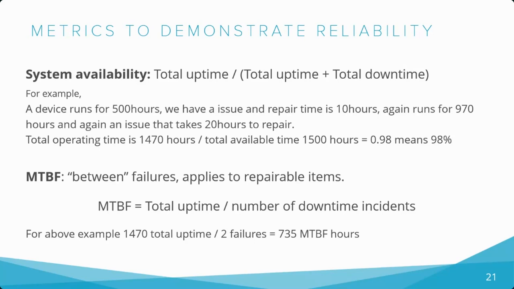For example, a device runs for 500 hours before having an issue that takes 10 hours to repair. It then runs another 970 hours before having another issue that takes 20 hours to repair. Its system availability is the total operating time of 1470 hours divided by the total time the device should have been available, which is 1500 hours. That equals 0.98, meaning the device was available 98% of the time.